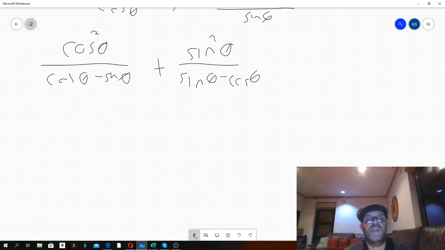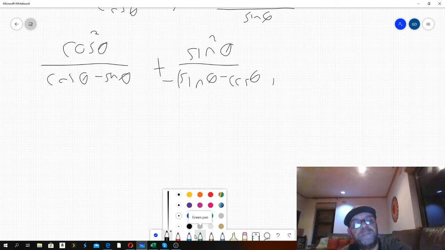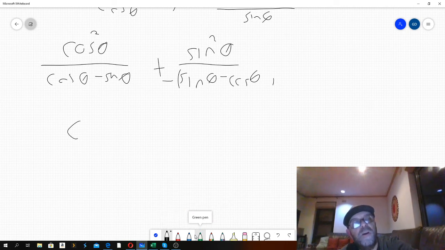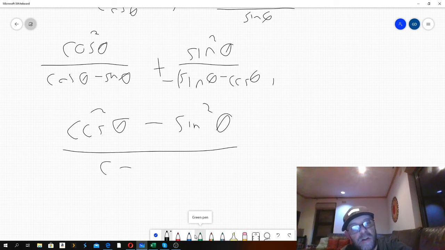Now, this one's actually a little bit easier to play with because we can see that this is cos minus sine, but the second one is sine minus cos. So if I took out a minus sign from here, then I could write the same denominator, because then I could swap this around and make that cos minus sine. So that's what we're going to do. So we end up with the following. We end up with cos squared theta minus sine squared theta over cos minus sine, which is the common denominator now.